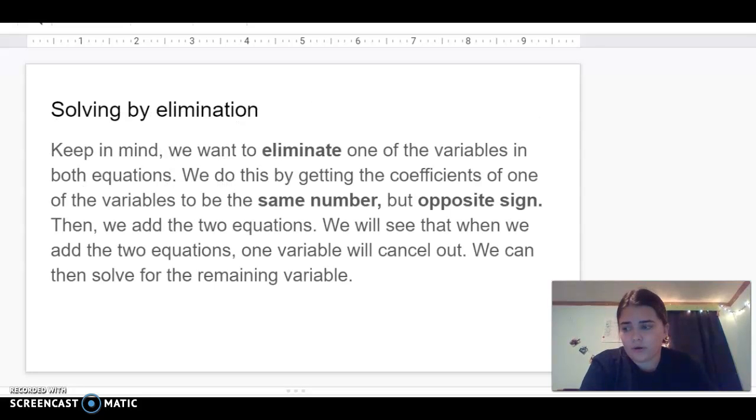In order to solve by elimination, we want to eliminate one of the variables in both equations. We do this by getting the coefficients of one of the variables to be the same number but the opposite sign, and we then add the two equations together. One of the variables will cancel out, and we can solve for one variable and go from there. You'll see what I mean by that in this next example.